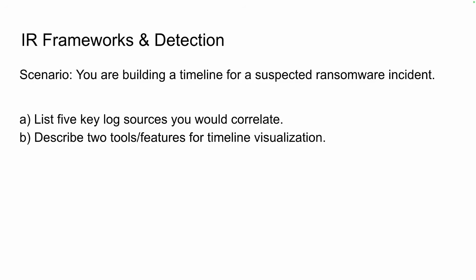5 key logs for a suspected ransomware incident. So we want to look at the network logs. We want to look at the sys logs. We want to look at the firewall logs. We want to look at application logs. And we want to look at, what else can we look at? Probably the individual logs from that individual computer. So let's say the endpoint logs from the originating point. So it would be the endpoint detection logs, there would be the network logs, the application logs, the firewall logs, and the sys logs. That would show us a good amount of data.